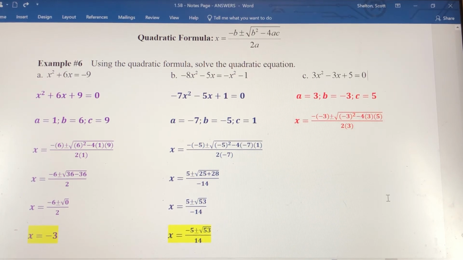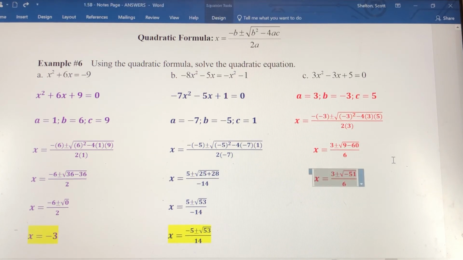So let's clean up these three parts. So the opposite of negative 3 is positive 3, negative 3 squared is positive 9, negative 4 times 3 times 5 is negative 60, all divided by 6, okay? So underneath the radical, my discriminant's a negative 51, okay? That means I'm gonna have imaginary or complex solutions. I'm gonna have two of those, all right?